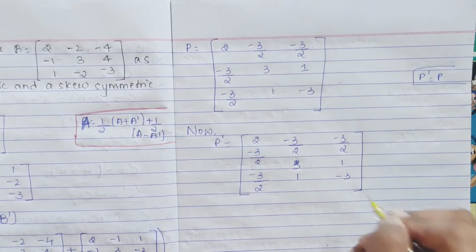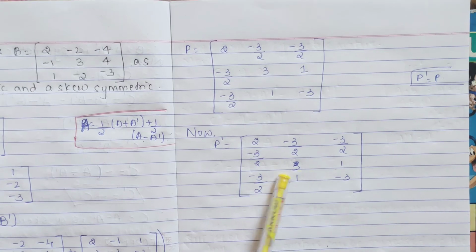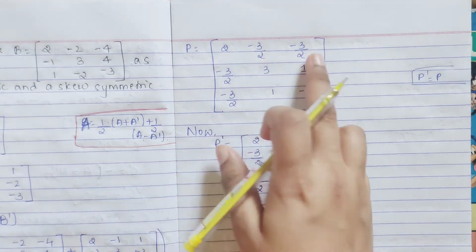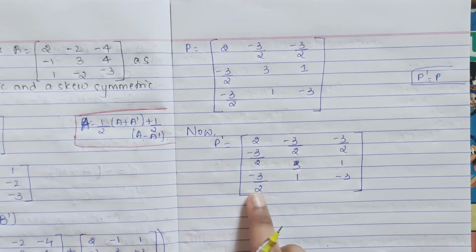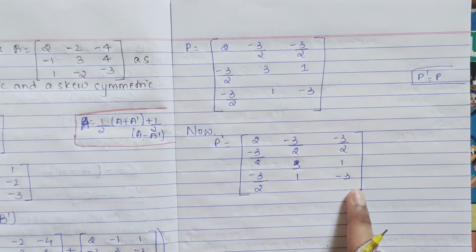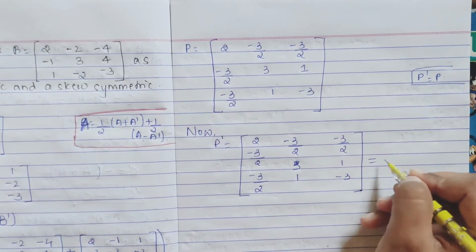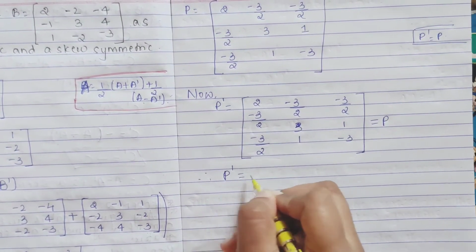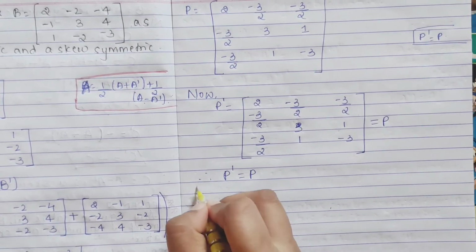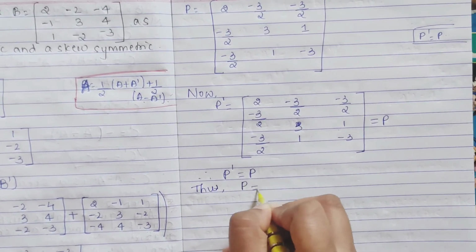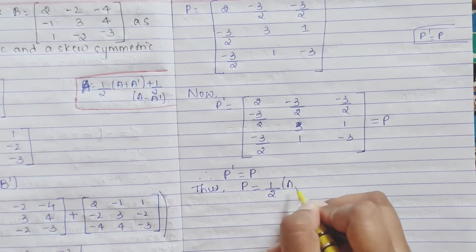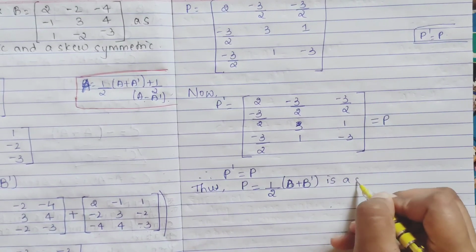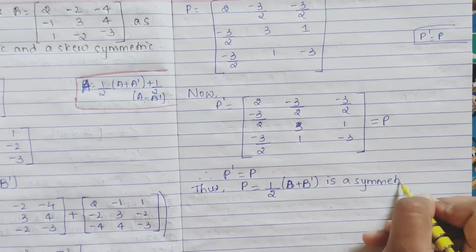You can see your P is equal to, these are the same, right? 2, minus 3 by 2, minus 3 by 2, minus 3 by 2, 3, 1, minus 3 by 2, 1, minus 3. So this is nothing but equal to P itself. Therefore P transpose is equal to P. So you can write: thus P, which is nothing but half of B plus B transpose, is a symmetric matrix.